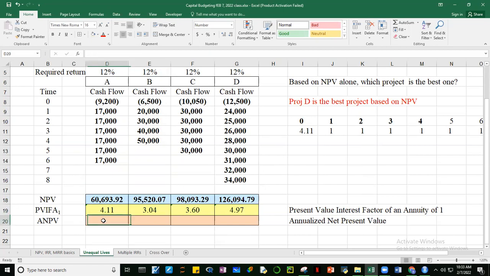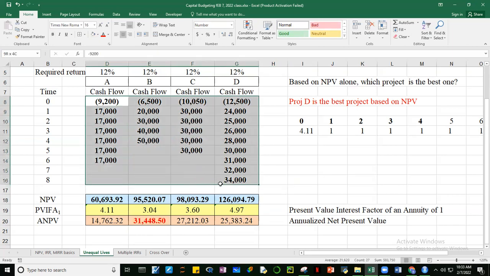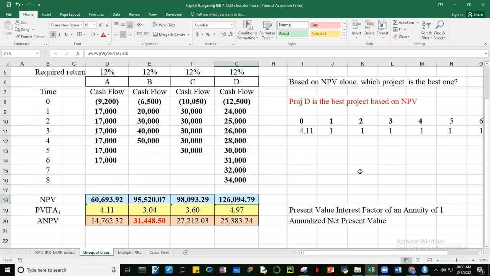Now, to get the annualized, i-divide lang natin to. This divided by this. Okay. There, guys. So, based on the annualized net present value, it's project B that's the best. Yan. Annualized siya. Annualized net present value. You cannot use the NPVs, guys, to compare the projects because they have different time frames. Kung magkakapareho lang ng time frames yan, okay. Kung pare-parehong cash flows ng 8 years, panalo si project D.